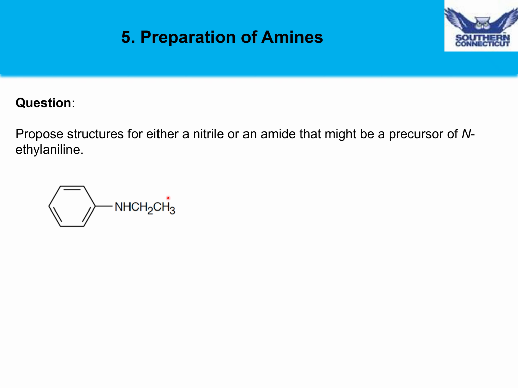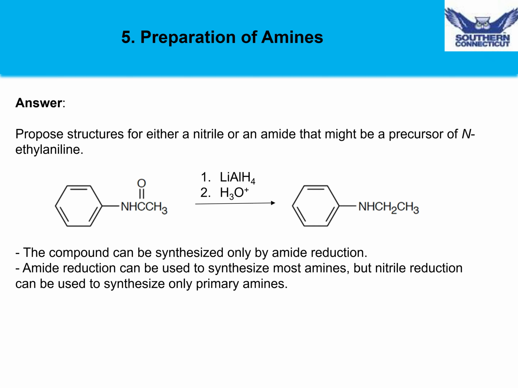In this question, we want to propose a structure for either a nitrile or an amide that could be used as a reactant in order to make N-ethyl aniline, which is shown here. We want to make N-ethyl aniline from a reduction of either a nitrile or an amide. If we were going to use an amide, we could use this amide. If we add a carbonyl at the carbon next to the nitrogen, and we reduce it with lithium aluminum hydride, we'll have access now to N-ethyl aniline.